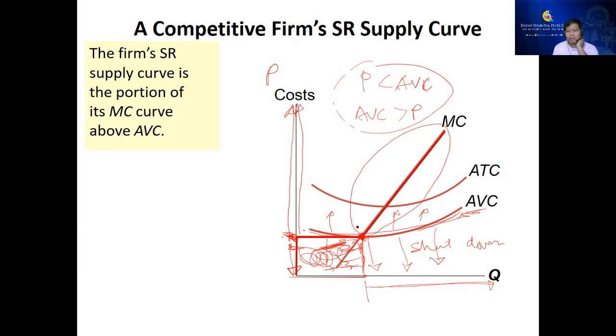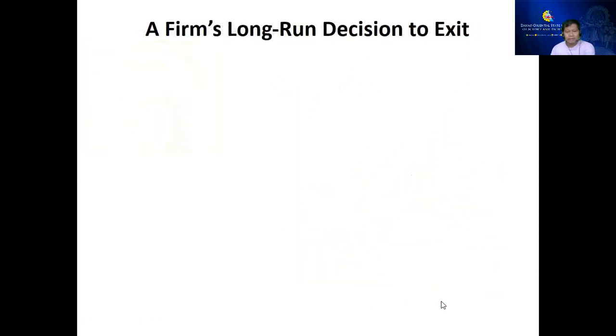Ang supply curve ng firm is the marginal cost. So dinhi lang ta mag portion nga mag-supply or dinhi lang ta nga portion nga mag quantity supply. Kay diha ang portion nga ginansyado ta. Pero dinhi our AVC equals price muna ang shutdown point. Okay?